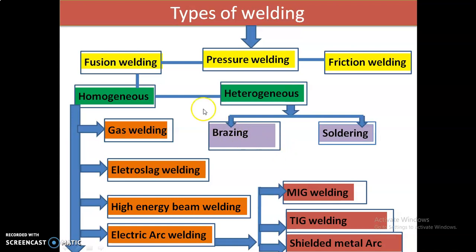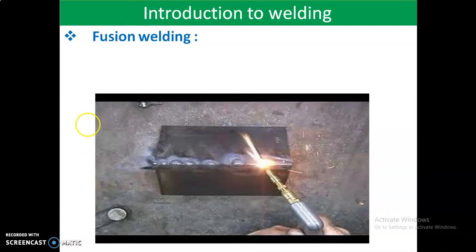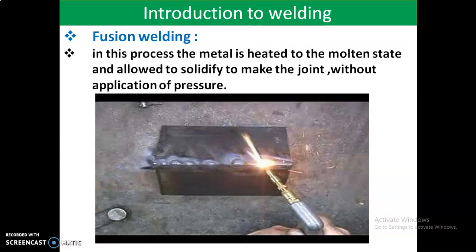So first let us discuss fusion welding. What is fusion welding? What happens in fusion welding? In fusion welding, metal is heated to the molten state and allowed to solidify to make the joint without application of pressure. It means we will not apply any type of pressure while joining the two metal pieces. So this is about fusion welding.